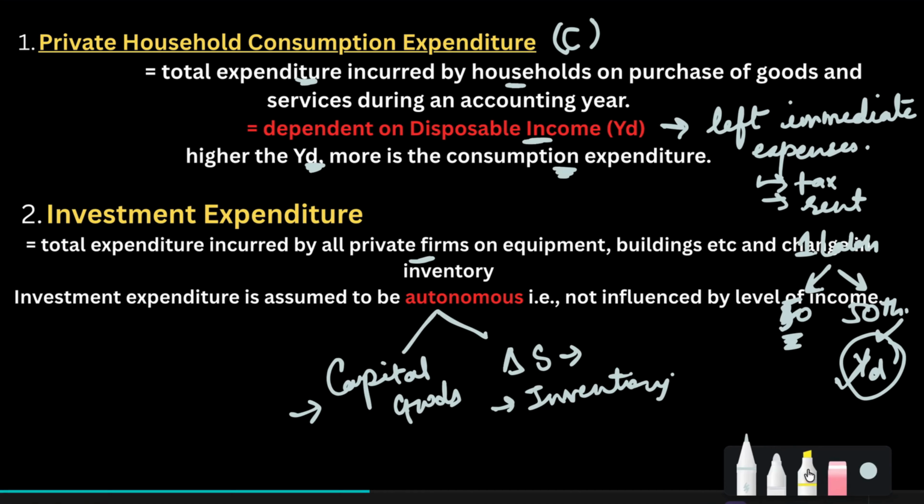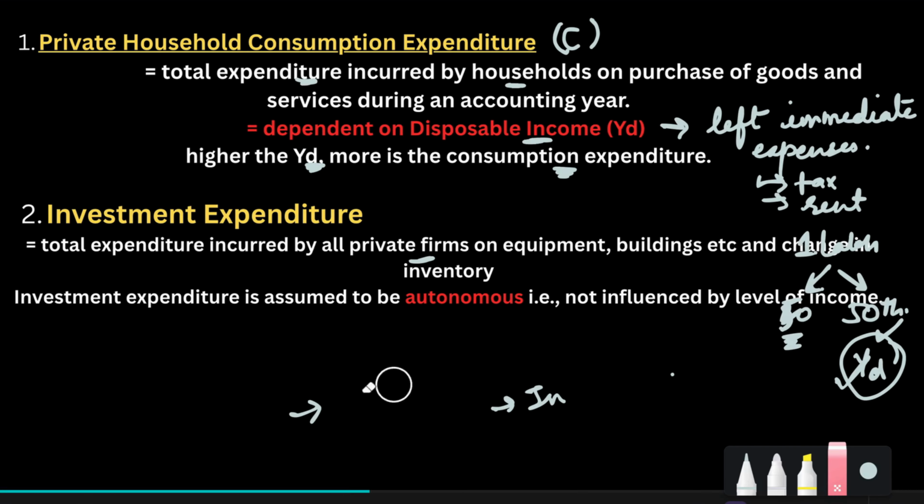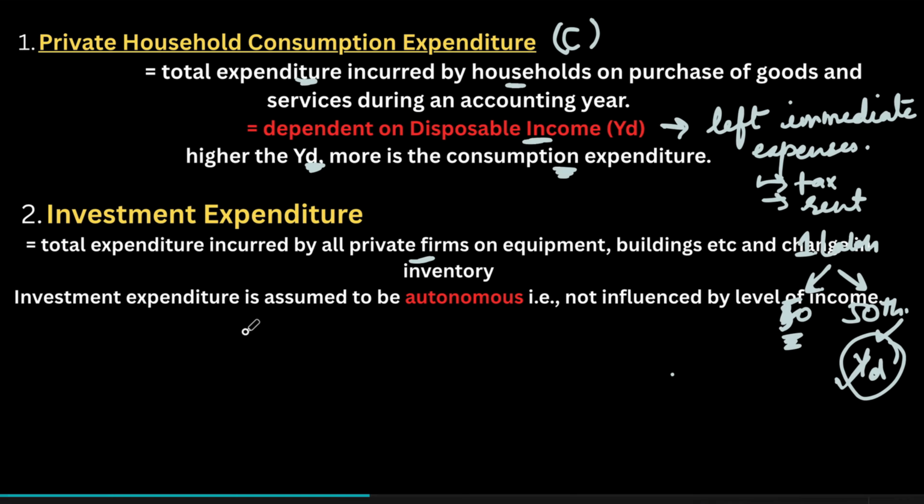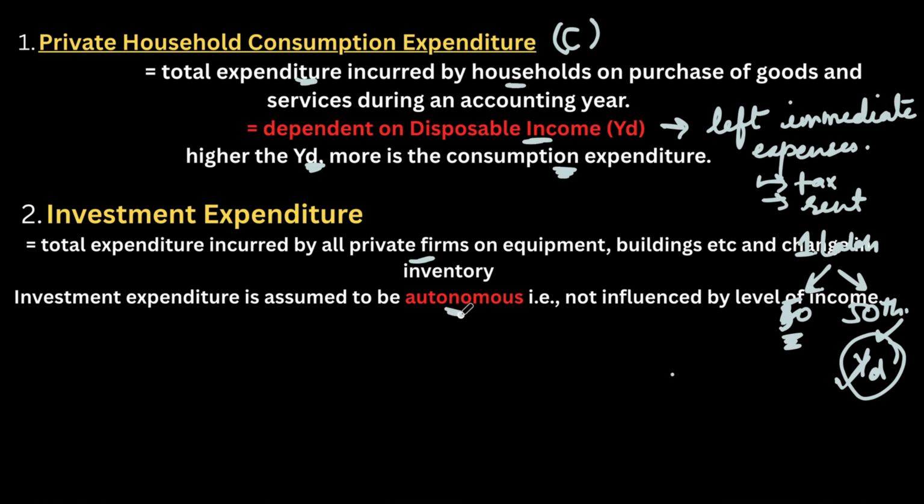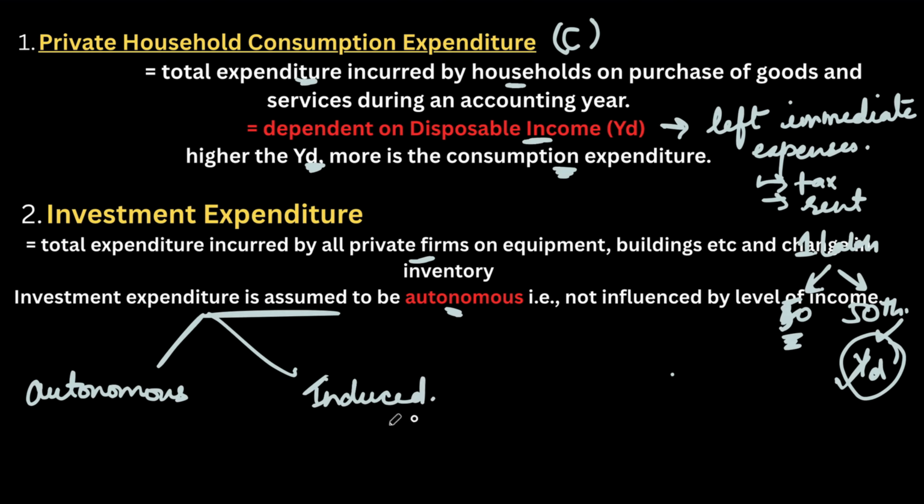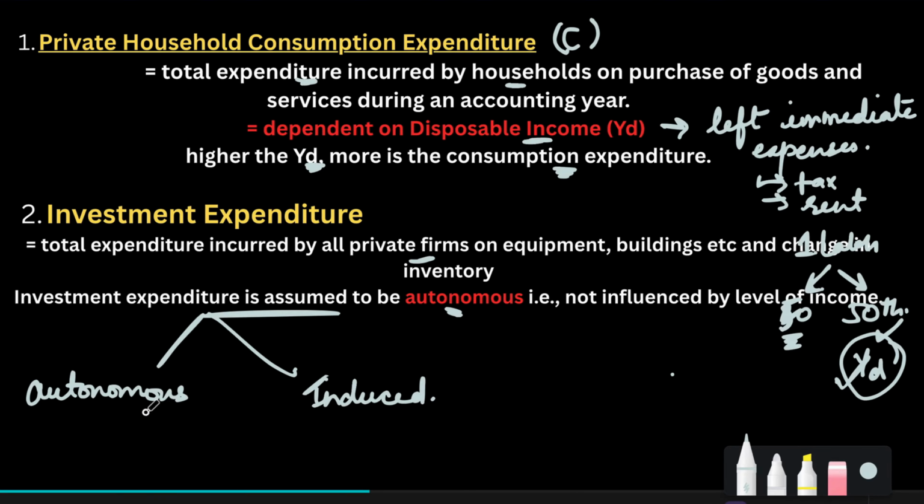Now, a very important concept to understand here: while we study aggregate demand, because we are doing Keynesian economics, we take investment as autonomous. There are two types of investments. First, autonomous investment, and second, induced investment. Let us understand what these are. This can be asked for 1 mark or maybe 3 marks as a difference.